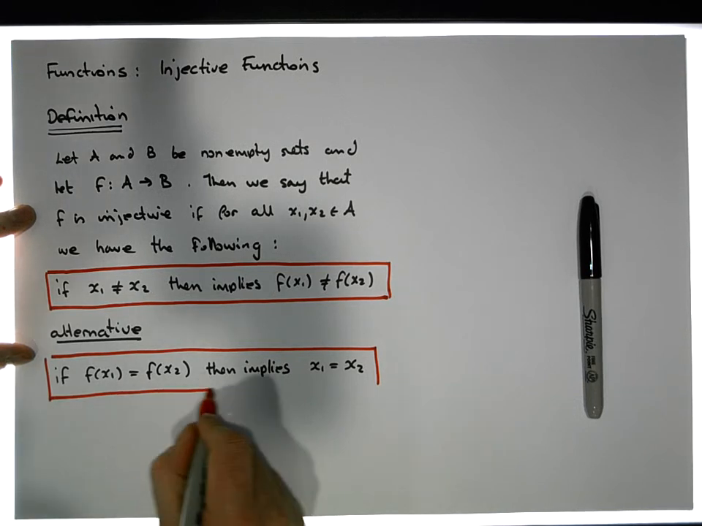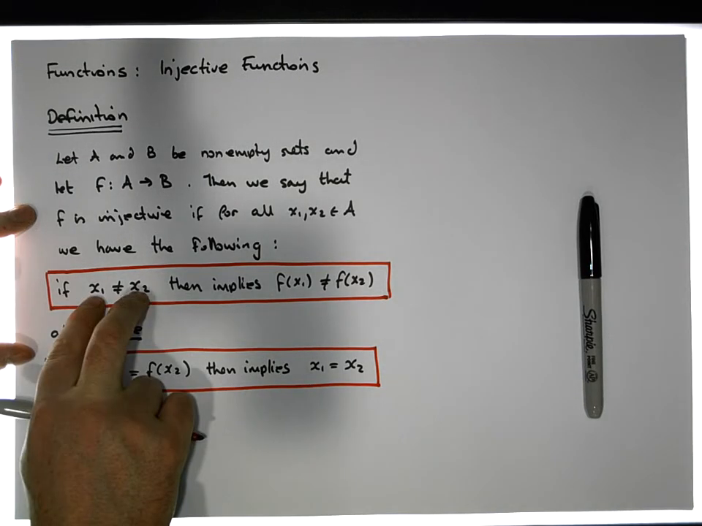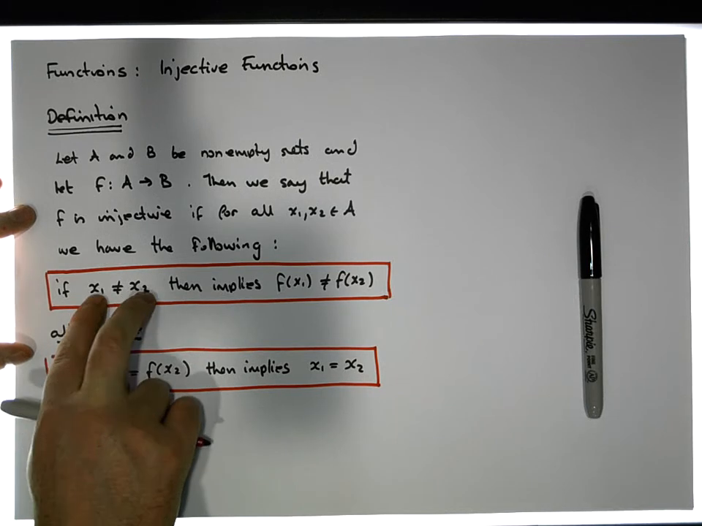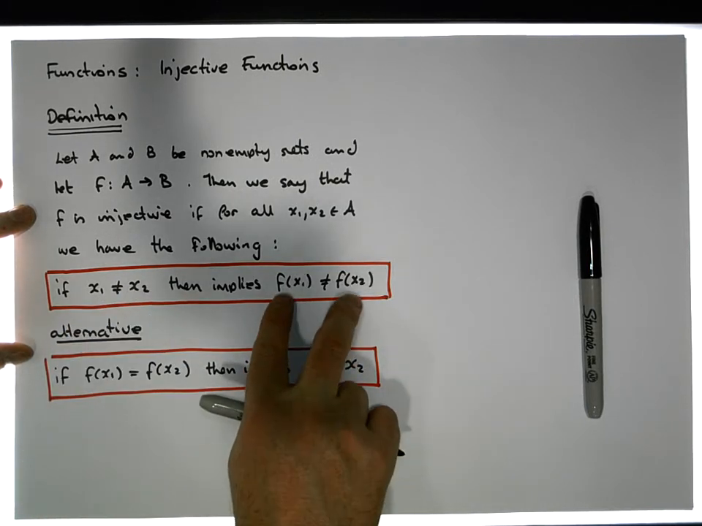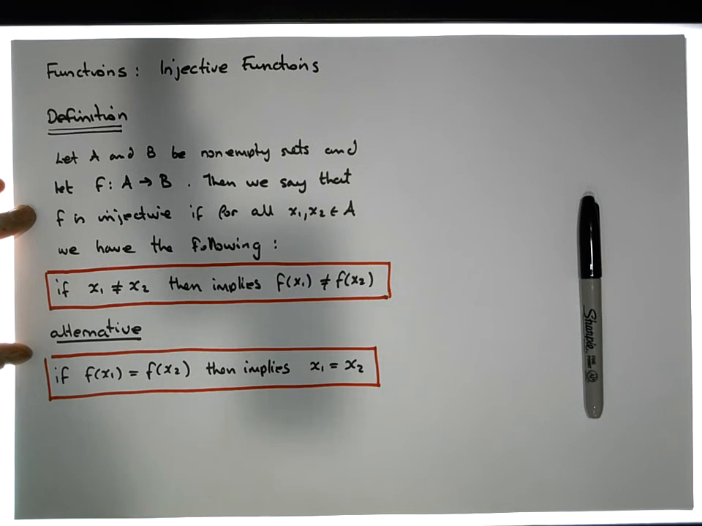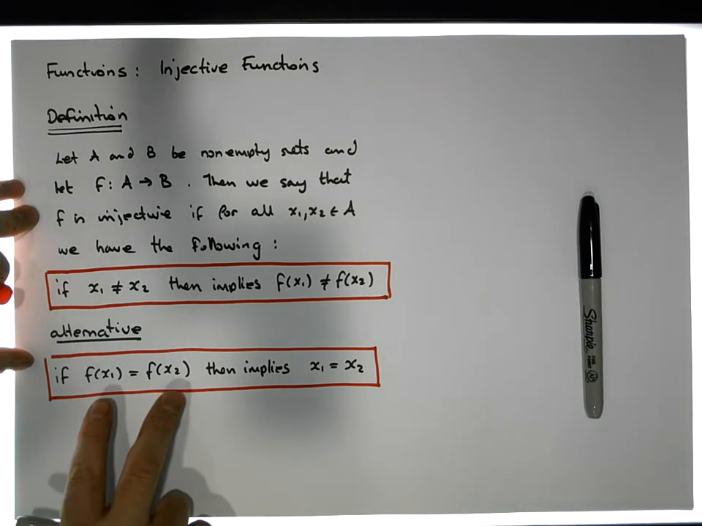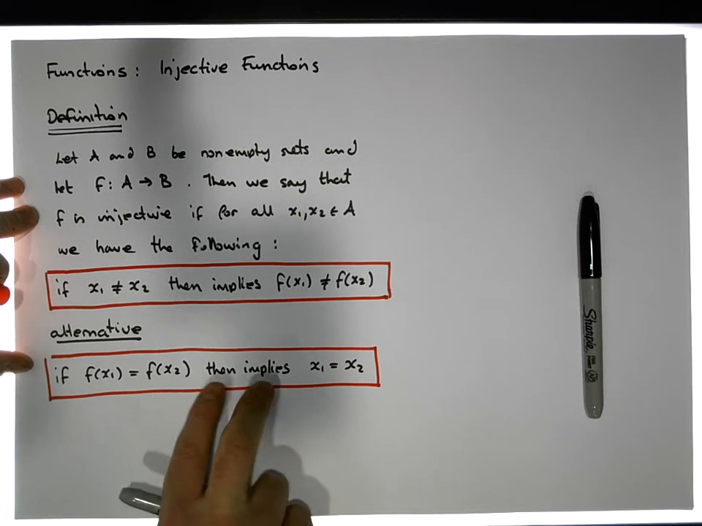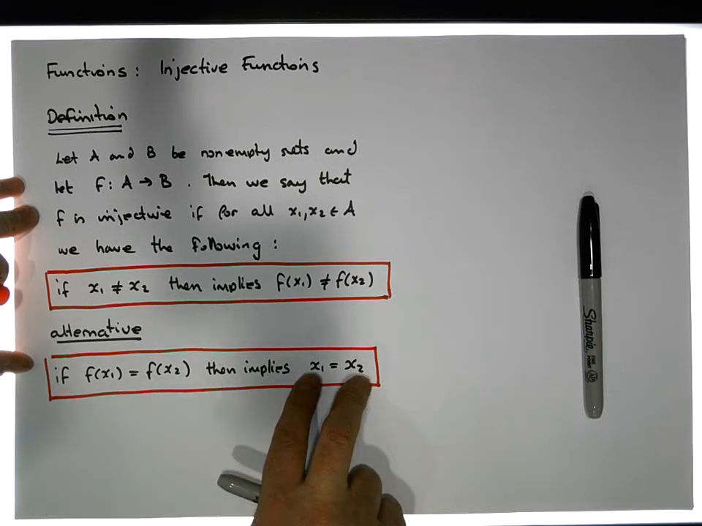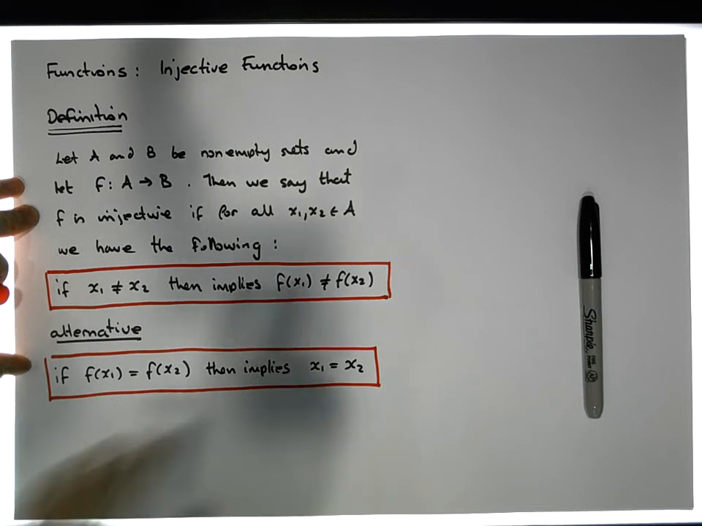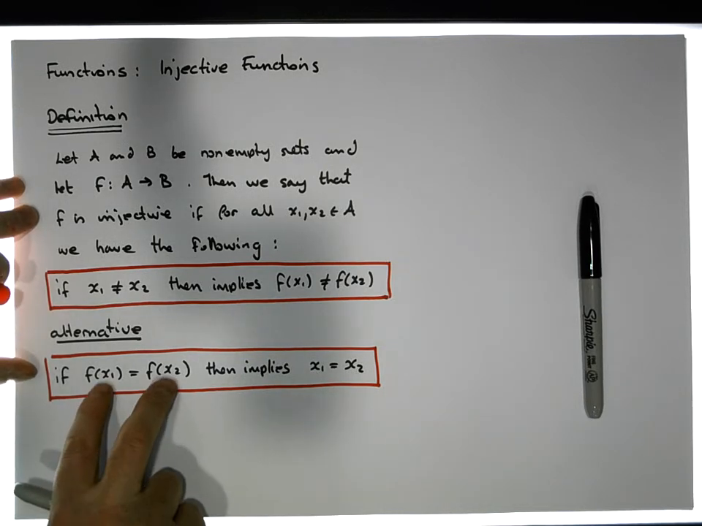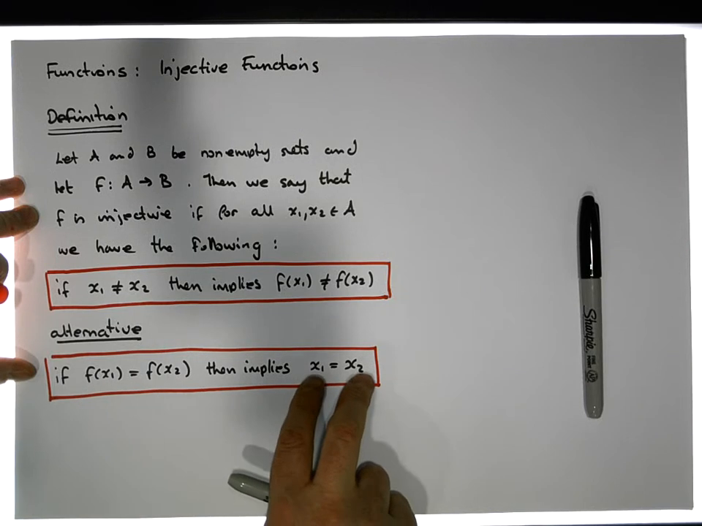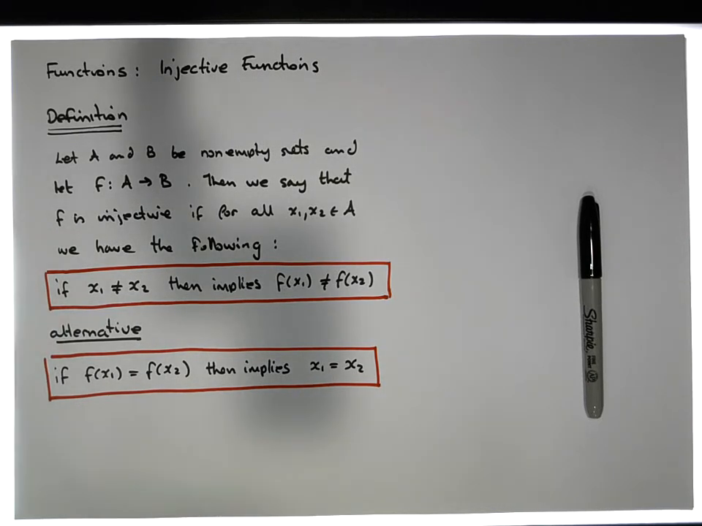The first definition says we have two values in our domain that aren't the same. Then, if the function is injective, when we map those two values across into the range, we must get two values that are different. Alternatively, it's saying that if we have two values in our range that are the same, then this implies that the two values in the domain where they came from must have been the same value. In other words, the only way we could get two values in the range that are the same is if the values had been mapped across from the same point. So that's what we have.